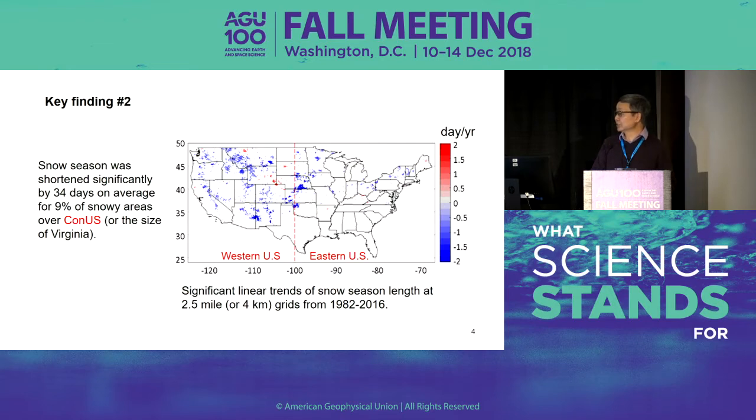This figure shows the significant trends of snow season length. Again, most of the areas do not have significant trends. But over both the western and the eastern U.S., we see areas with the shortening of snow season, even though there are also small areas with longer snow seasons. On average, snow season was shortened significantly by 34 days on average for 9% of snowy areas over CONUS. If we add those areas together, they represent the size of Virginia.